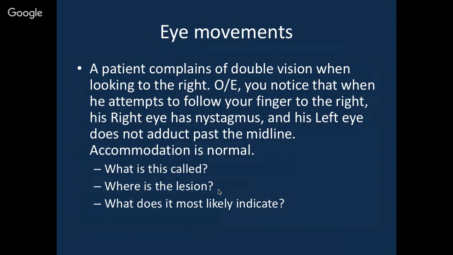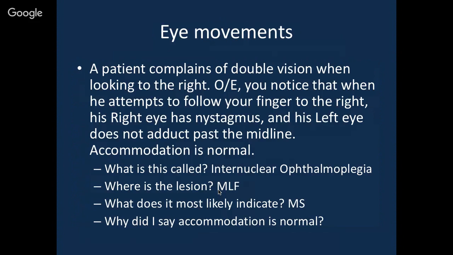Okay, internuclear ophthalmoplegia is caused by damage to the medial longitudinal fasciculus. Now, it sounds like I'm just making up words right now. It most likely indicates multiple sclerosis. So let's go through what this is.